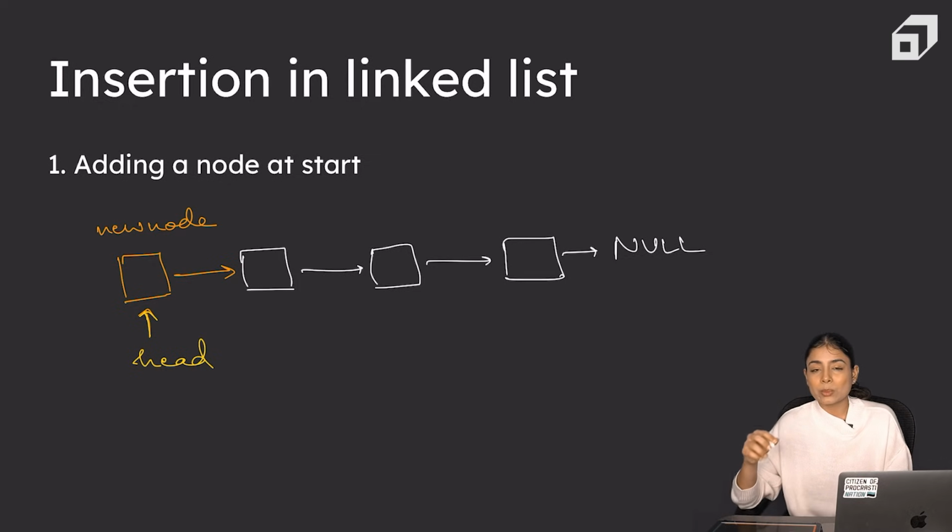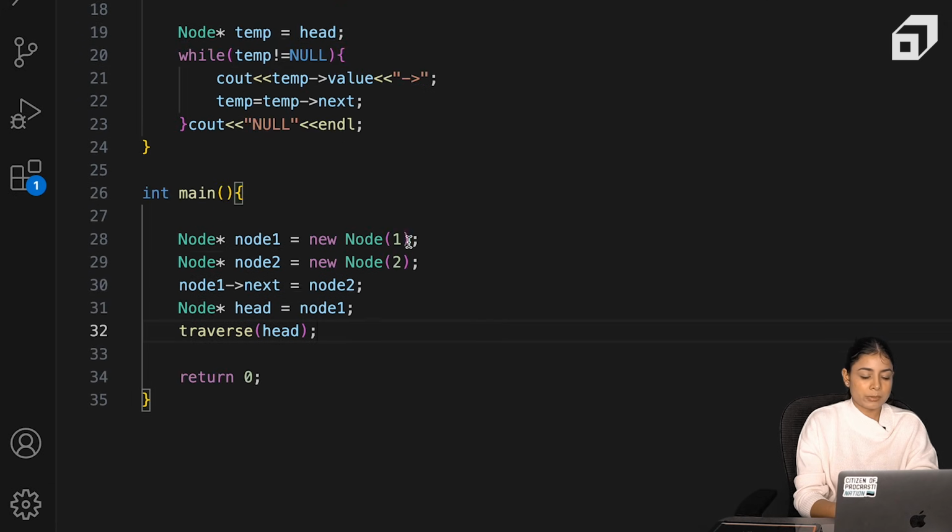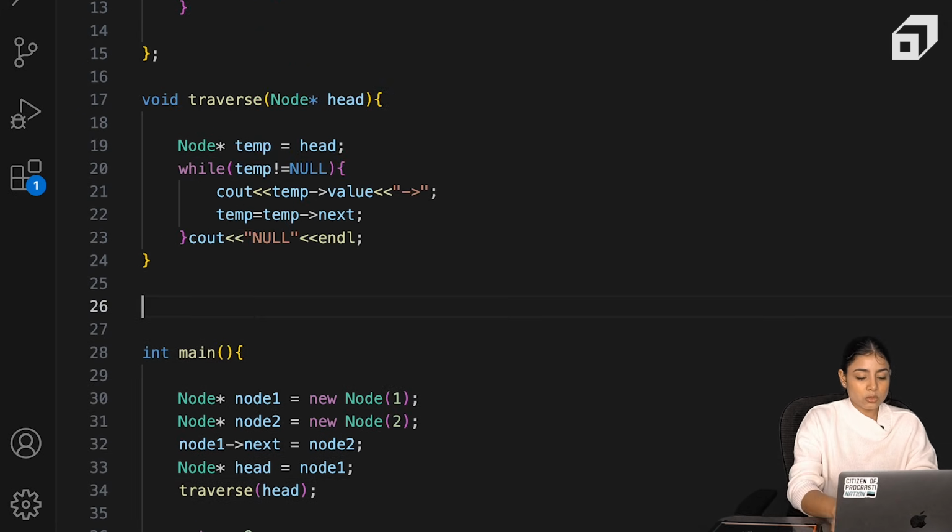And also, what will be the time complexity of this operation? The time complexity will come out to be O of 1, right? Because we're not traversing the list, we're not moving the elements, we're not doing anything, it's an O of 1 operation, right? We're just changing the links of the node. Alright, so it's an O of 1 operation. Let's see this in code.